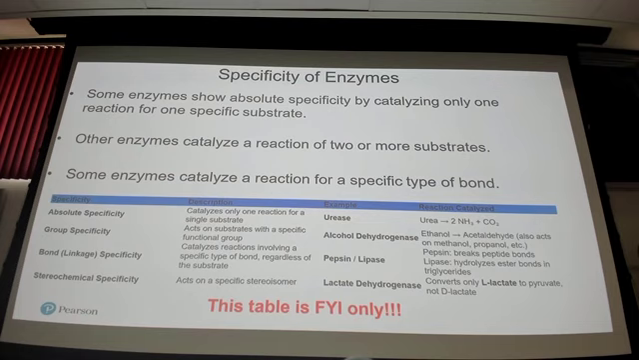So there's some variety in the specificity of enzymes. You don't need to know this table at the bottom. This is just giving you examples. So enzymes can catalyze a specific type of reaction on a single substrate. That's absolute specificity. You also have enzymes that act on a specific bond type, and that's bond specificity, of course. And then enzymes act on a group of substrates.